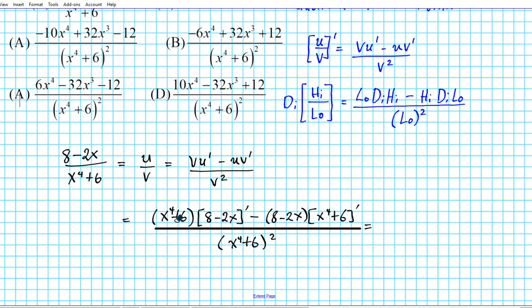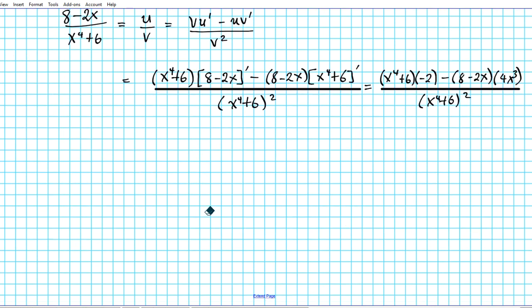Alright, so here we simply have x^4 + 6. The derivative of 8 minus 2x is negative 2, minus (8 minus 2x), the derivative of x^4 + 6 is 4x^3. And that entire expression divided by v squared, which is (x^4 + 6) squared.